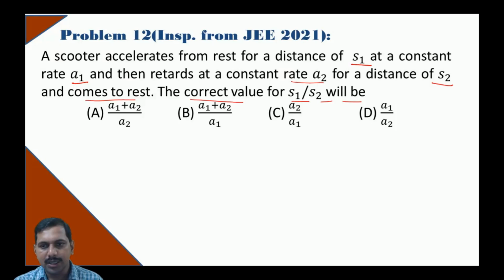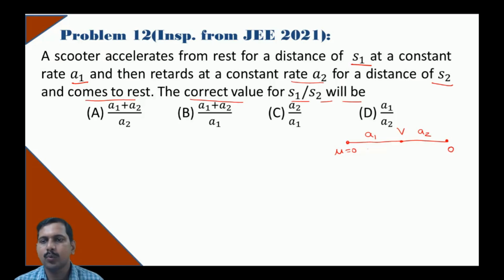Here the problem, as explained in the last one, the scooter starts from rest, so u is equal to 0. It reaches a maximum velocity v, and while doing so it accelerates at a1 rate and then it decelerates at a2. So a2 is actually negative, okay, and then at the end it comes to 0.